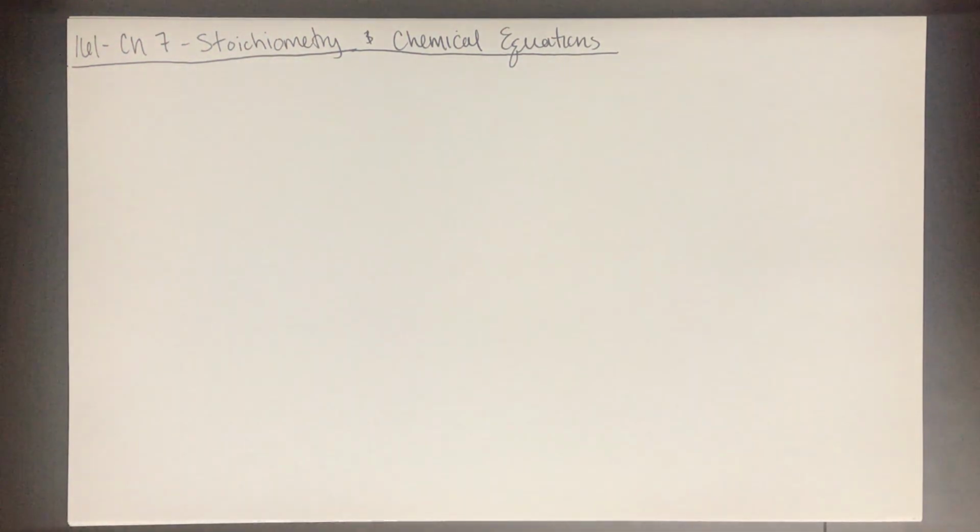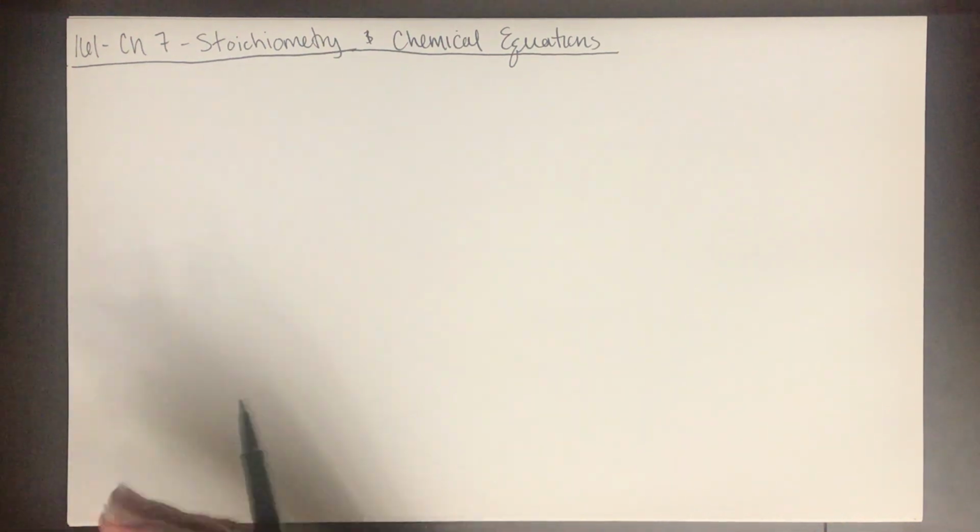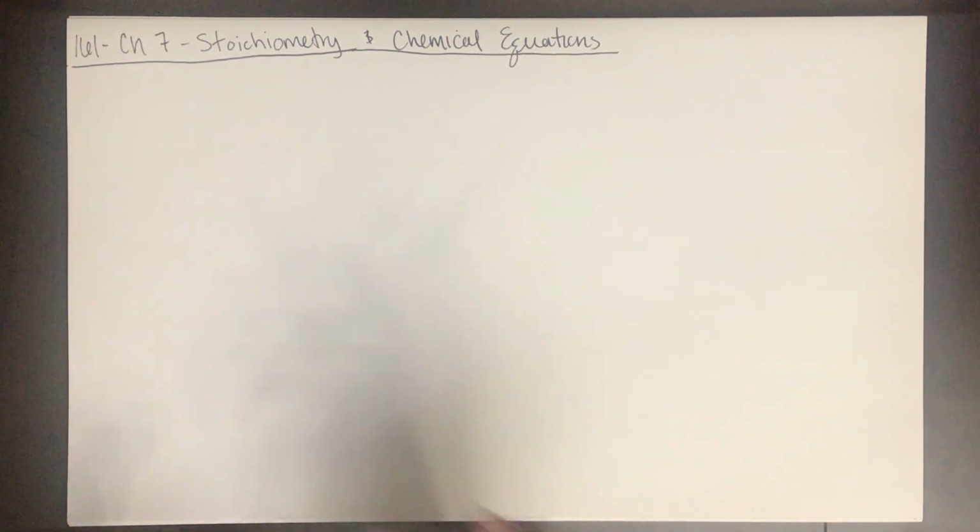Okay, so chapter 7 is all about something called stoichiometry. Stoichiometry has to do with ratios and quantities in chemical reactions. We're going to do some calculations in chemical reactions and determine how much of something we can make if we're starting out with a certain amount of different reactants. So, let's just start at the beginning, make sure everybody is on the same page.